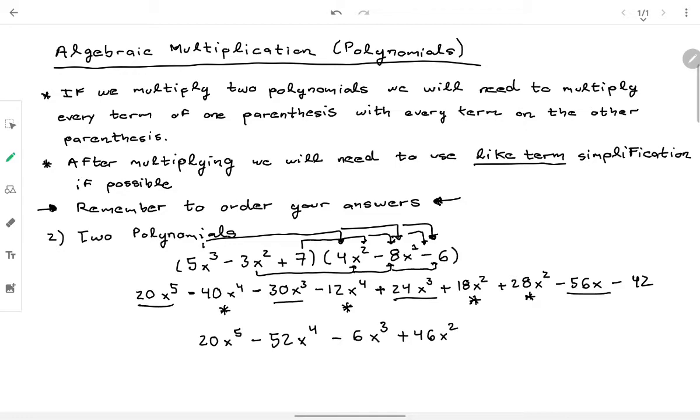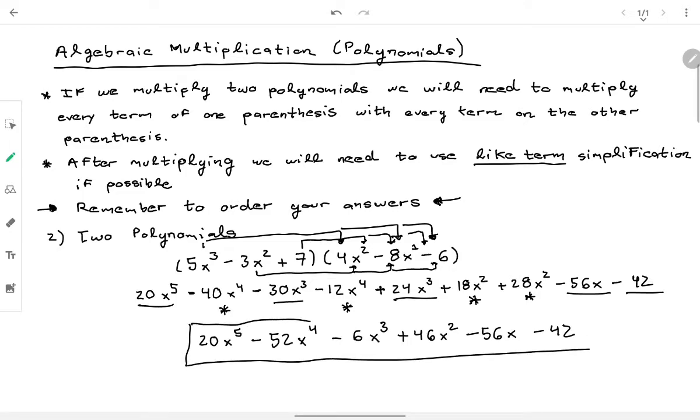Then we will look for x that doesn't have anything to add, also the number that doesn't have the independent term, nothing to be summed or subtracted. So this is going to be our final unordered answer.